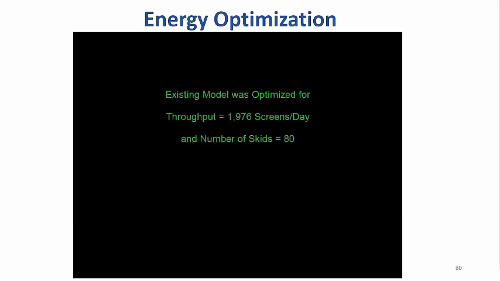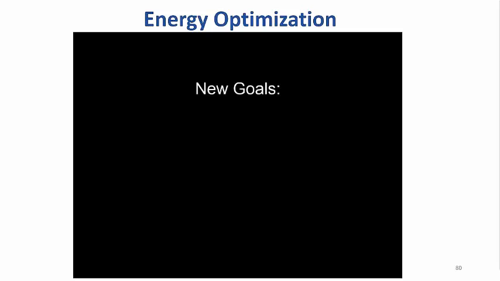Using plant simulation's powerful traditional modeling and analysis tools, the existing model was optimized for a maximum throughput of 1,976 screens per day. What-if experiments also showed that a minimum of 80 skids was required to maintain that throughput. Since plant simulation now can model, analyze, and optimize energy consumption, we set new goals for our plant to reduce energy consumption without decreasing throughput.